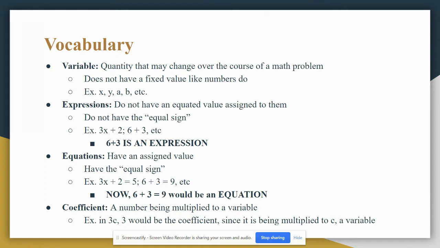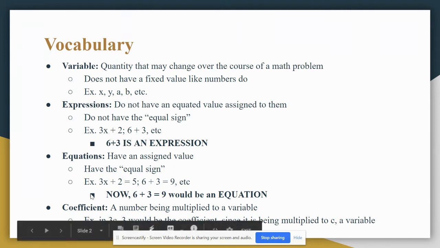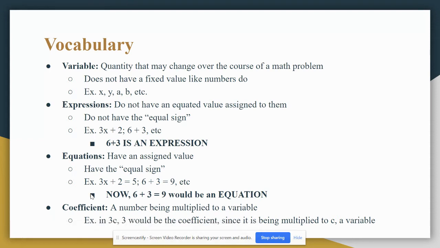Equations do have an assigned value though. In other words, they do have the equal sign. Now in this case, 6 plus 3 equals 9 would be an equation, along with 3x plus 2 equals 5. A coefficient is the number being multiplied to a variable. An example would be, in 3c, 3 is the coefficient since it's being multiplied to c.